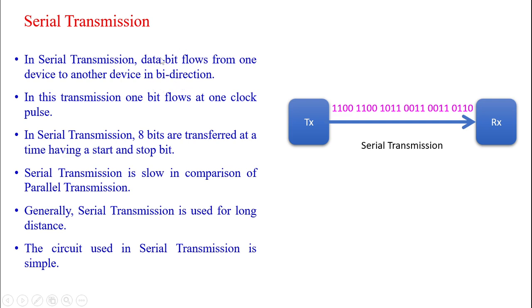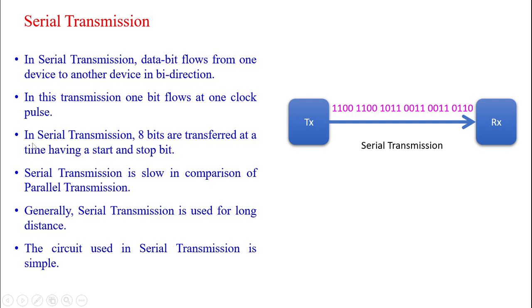If the serial transmission is simplex, then it will be unidirectional, and if it is half duplex, it will be bidirectional. Okay. And in this transmission, one bit will flow at one clock pulse. This is what I told. The bit by bit transmission will happen. You can see here the bit by bit transmission will happen for every one clock pulse.